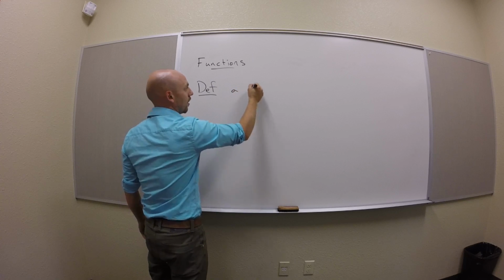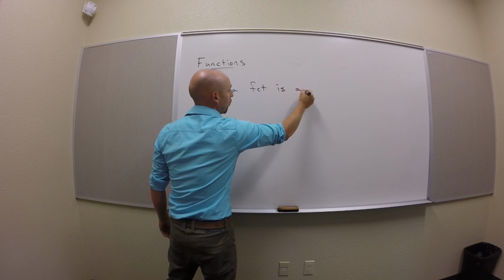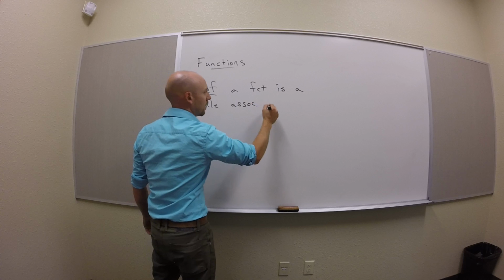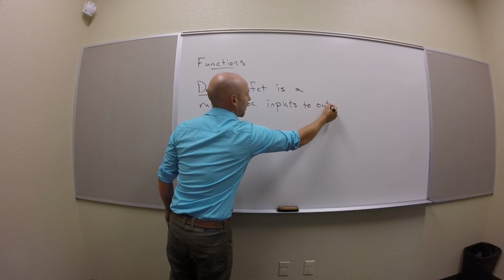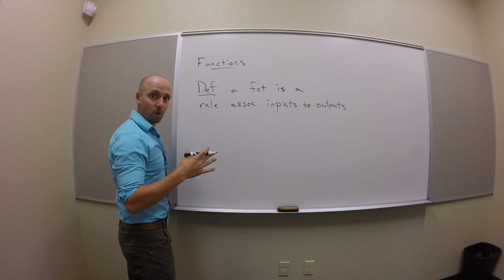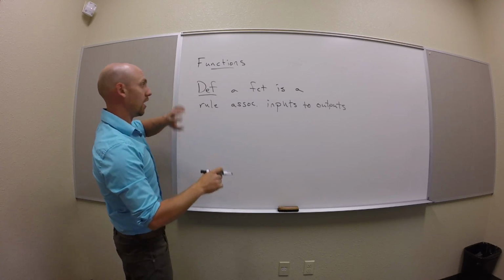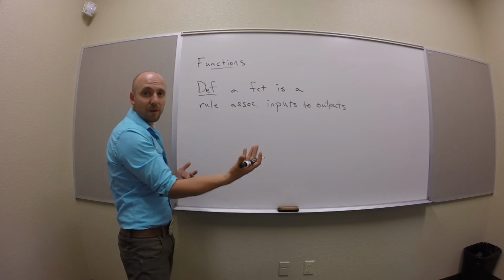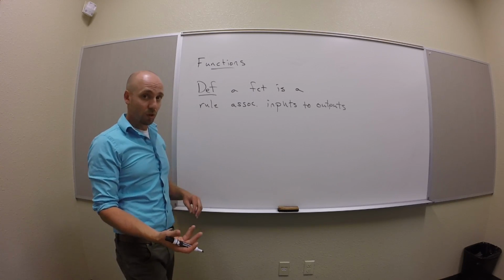I'm going to say a function, and I'm just shorthanding, is a rule associating inputs to outputs. Okay, I'm assuming you all know kind of what an input and an output is. So basically this is just, I put some stuff in this machine, I call it a function, and it gives me something back. That could be, for example, the function that just paints stuff blue.